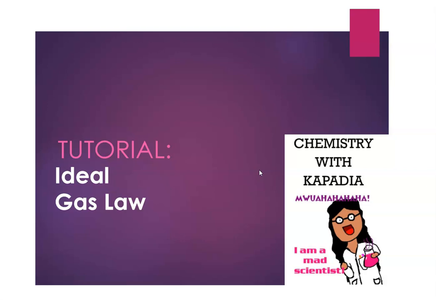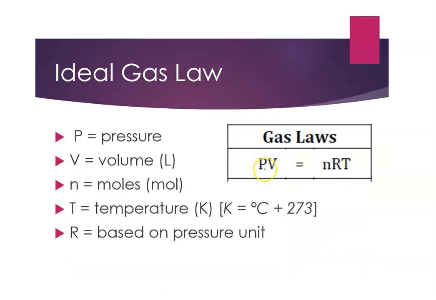Today I will be doing a tutorial on the ideal gas law. So we'll talk about the law itself and then how to solve problems using the ideal gas law. So the ideal gas law is PV equals nRT. P is pressure, V is volume, n is moles, and T is temperature. So those are our four variables.